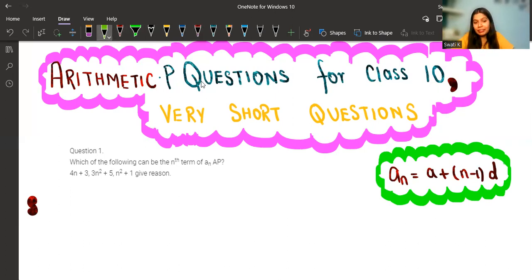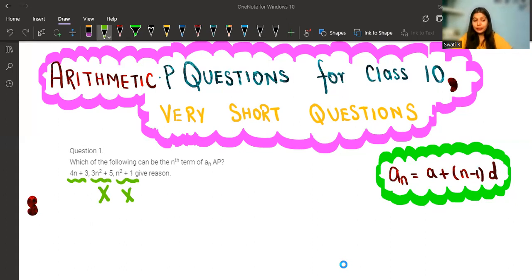So here the very first is 4n plus 3. That is possible. 3n squared plus 5. Here on n, we have a power 2. That means it is not linear. So this one is not possible. And here also you can see that it is n squared plus 1. So we have a power on n that is again not linear. So that is why this is also not possible.